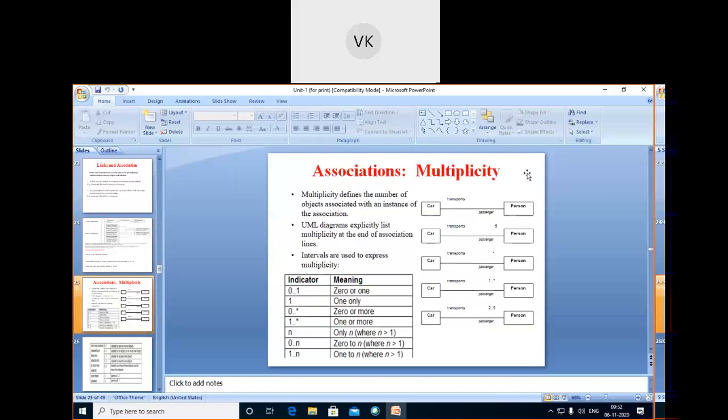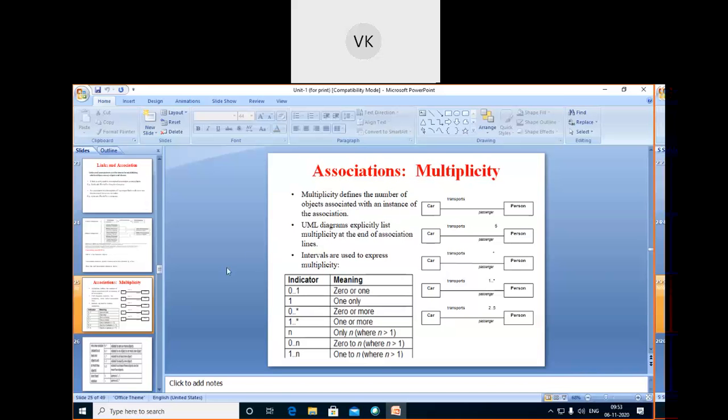Yes, the next is association multiplicity. Here I am going to look at the multiplicity. What do we mean by multiplicity? The multiplicity defines the number of objects associated with an instance of the association. The multiplicity defines the number of objects associated with one more object.